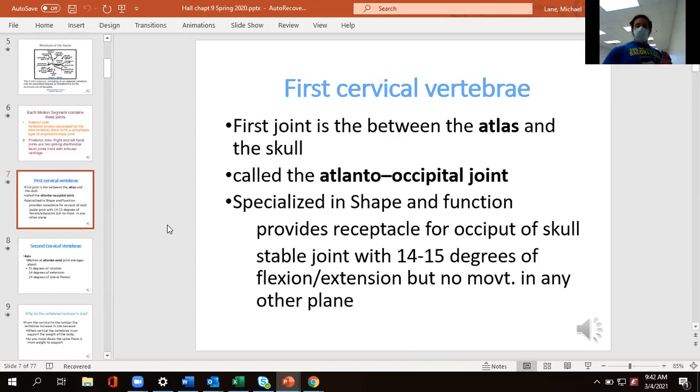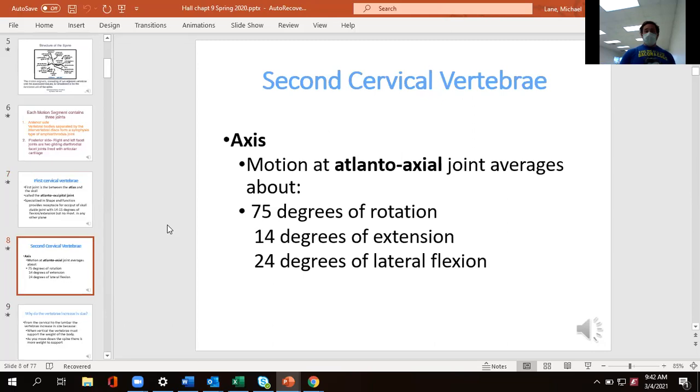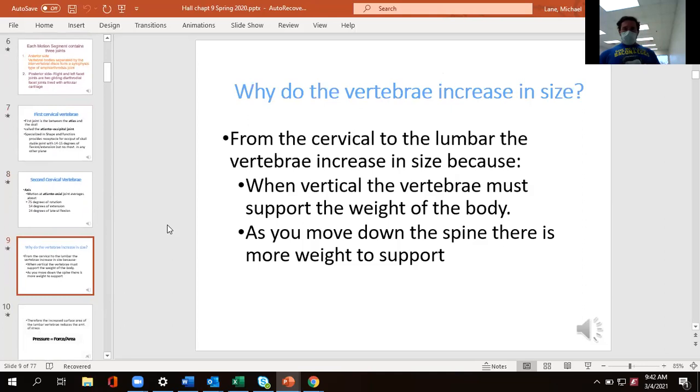Now, when we go down to the next vertebrae, which is known as the axis, this is where we get a lot of motion. We get 75 degrees of rotation on either side. We're going to get lateral flexion, and we're going to also get some flexion and extension, okay? Now, as we go down the spinal column, we're going to see that our vertebrae increase in size. The anterior body gets bigger, the facets get bigger, and this is because we have to support more and more weight as we go down the line. So, any questions so far?